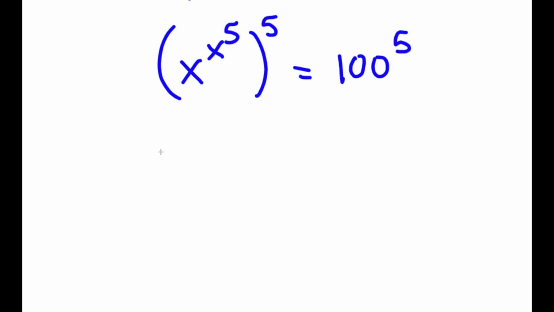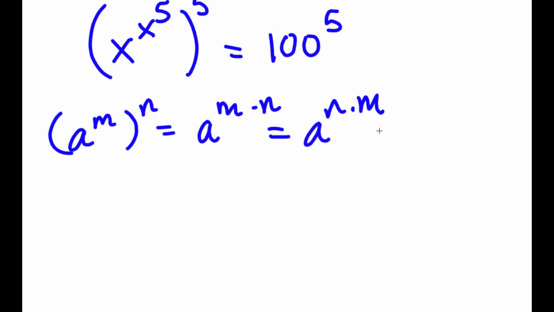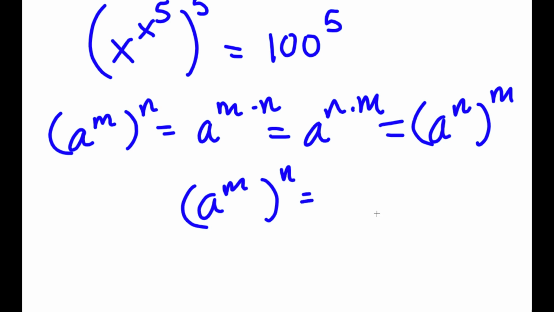Now, if I have something in the form a to the power of m to the power of n, this is the same thing as a to the power of m times n. And a to the power of m times n, that's the same thing as a to the power of n times m. We can switch the places of these two. Now, if a to the power of m times n is equal to a to the power of m to the power of n, then this means that a to the power of n times m, this must equal a to the power of n to the power of m. And because all of these are equal to each other, this means that a to the power of m to the power of n is equal to a to the power of n to the power of m.